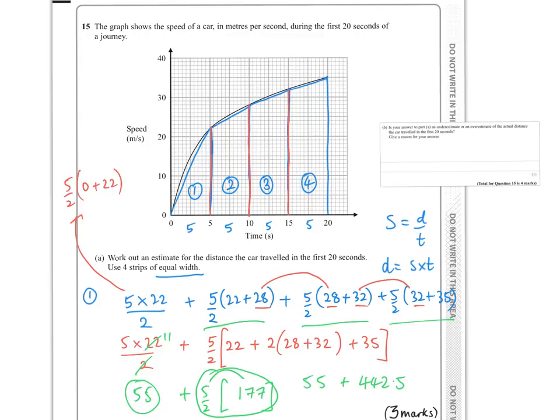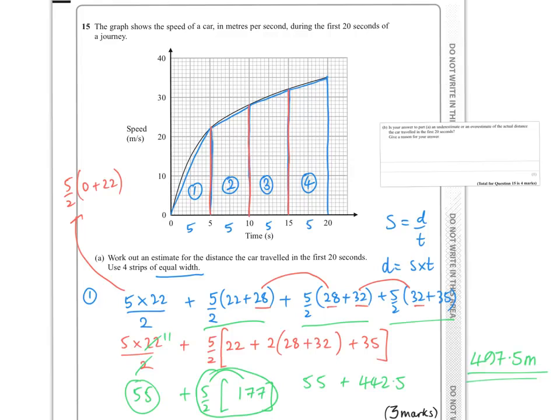So I'm going to do that now. And I get 497.5. And we want the distance, so we're going to say meters. So 497.5 meters. The mark scheme allows you to have between 488 up to 507, depending on what kind of method you use. Some people can use rectangles and a triangle. So they might have slightly different answers.